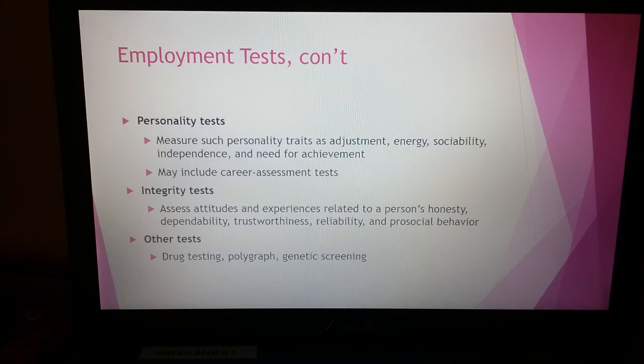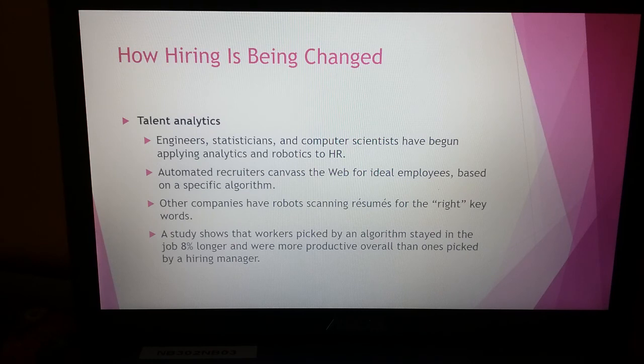Also, as I mentioned before, personality tests that make sure you fit into the organization and that you have personality traits that are part of the culture and required for the job. Integrity tests, basically checking on people's honesty, dependability, that kind of thing. And there also might be drug testing, polygraph tests, that kind of thing. These are all different things that could possibly go on in a job interview.